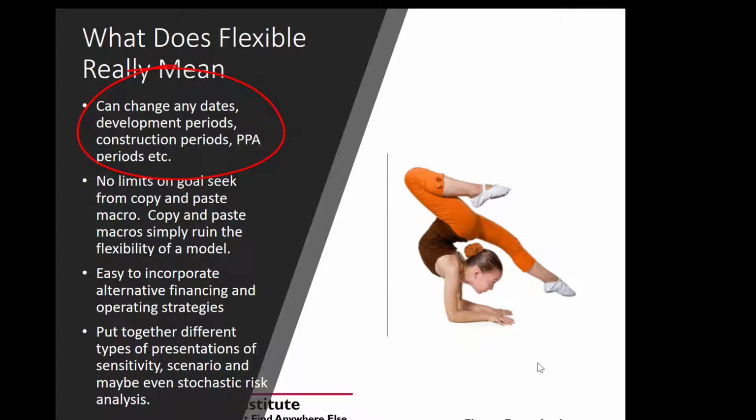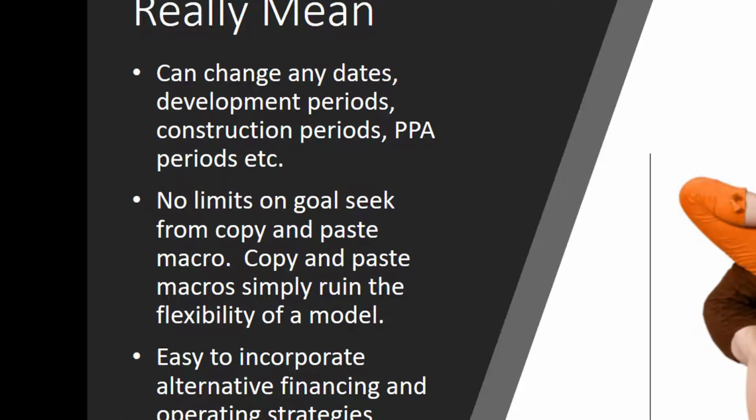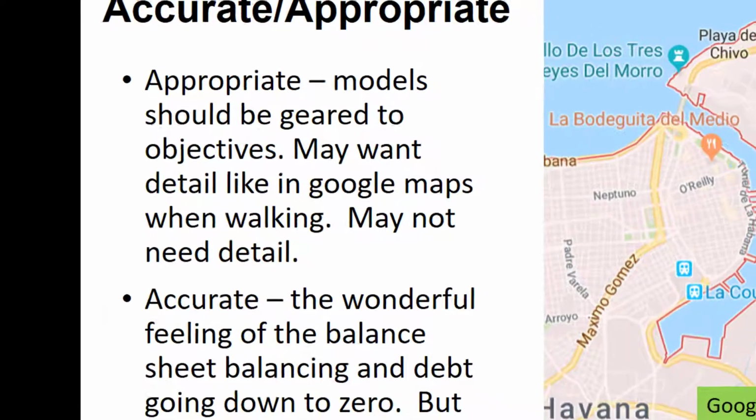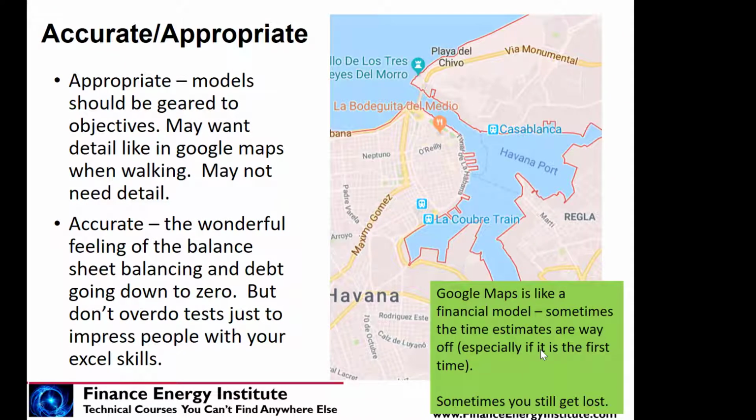I already kind of said any date, any construction, any PPA. We all know that. No limits on goal seek from copy paste. I've already rambled about that. All these operating strategies and financing strategies. What happens if we have a merchant period and we want to lower our operating costs and look at real options? Those are part of being flexible, and being able to have a scenario analysis just snap right in there, make all kinds of cool little graphs and artistic stuff. Appropriate here, I'm just trying to re-emphasize what I said.